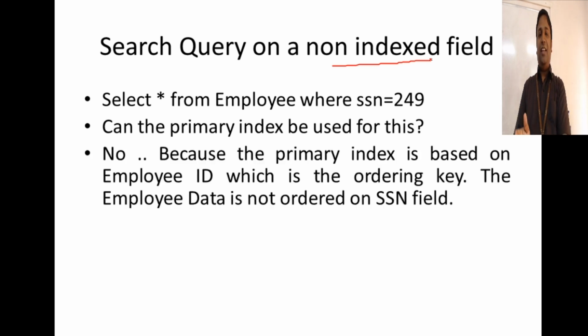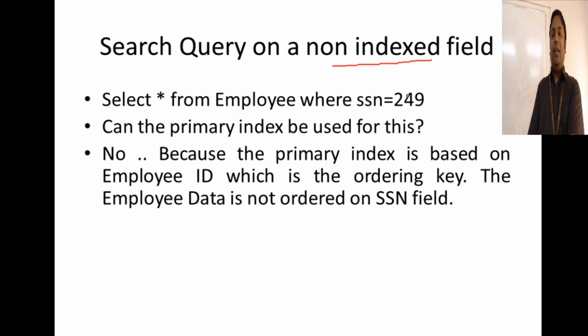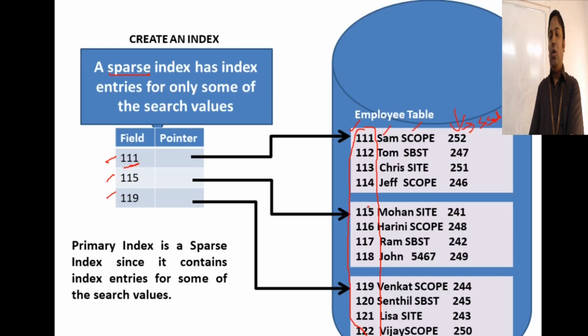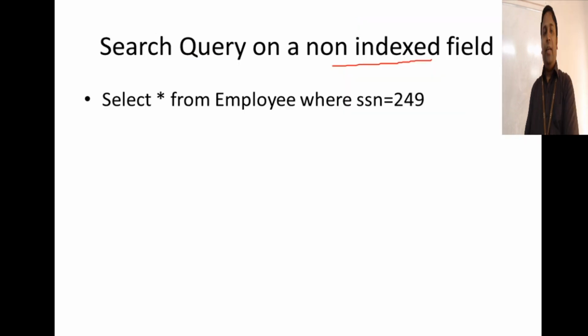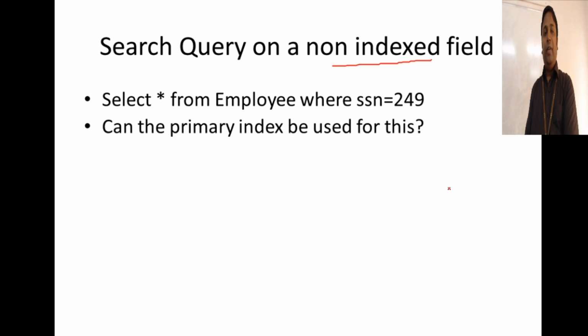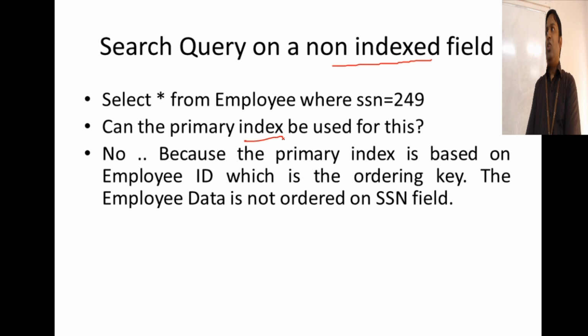SSN is something that is not ordered. Why do you say data is not ordered on the SSN field? I say data is not ordered on the SSN field because you can take a look at this. It is not sorted on the SSN field. So the problem here is we can't use the primary index we have already created. So then how to search? The primary index is obsolete for this query. So how to search?